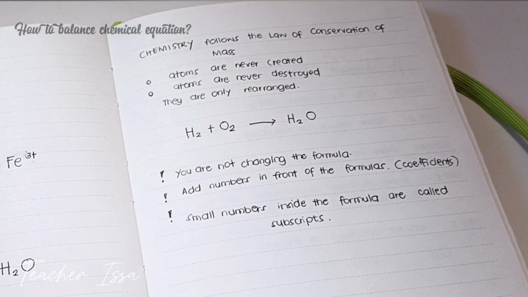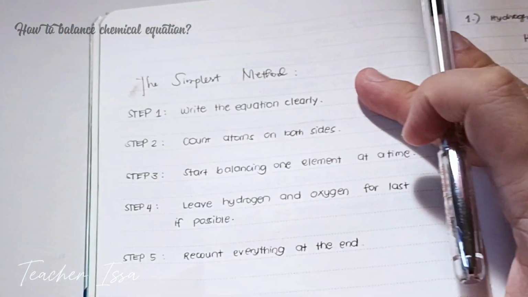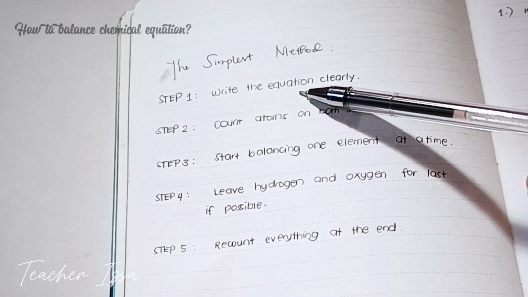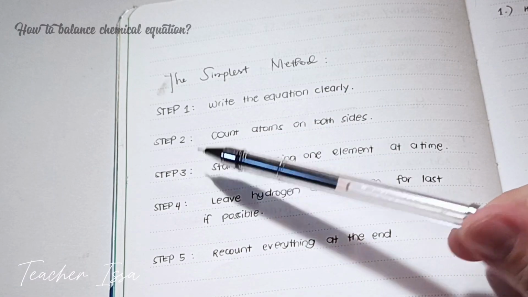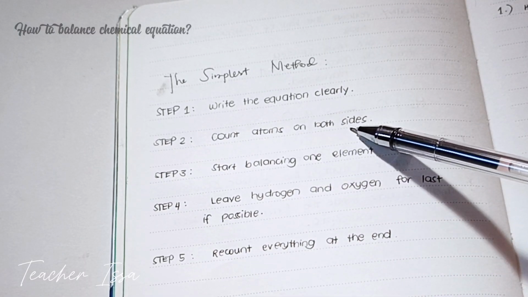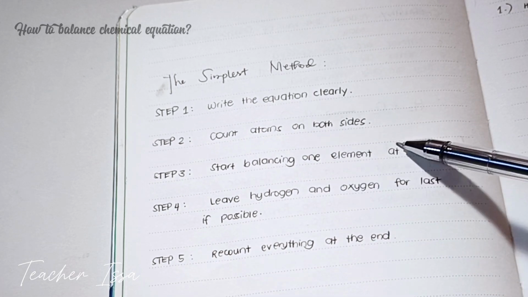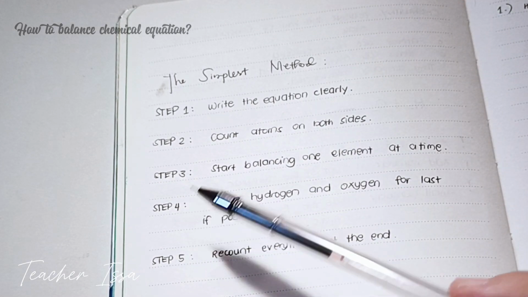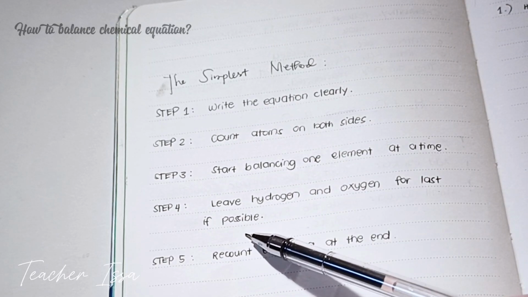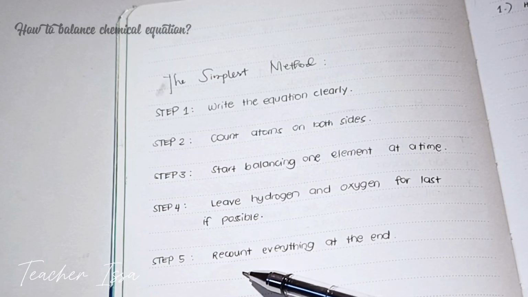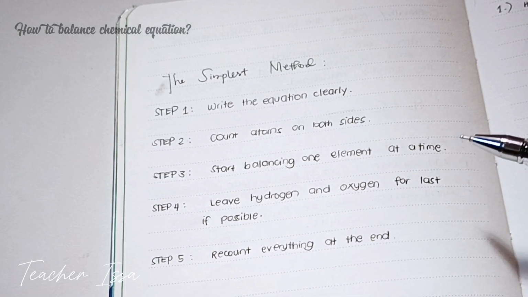Now, let us apply the simplest method. Step 1. Write the equation clearly. Step 2. Count atoms on both sides. Step 3. Start balancing one element at a time. Step number 4. Leave hydrogen and oxygen for last if possible. Step number 5. Recount everything at the end. That is it. Now let us try examples.